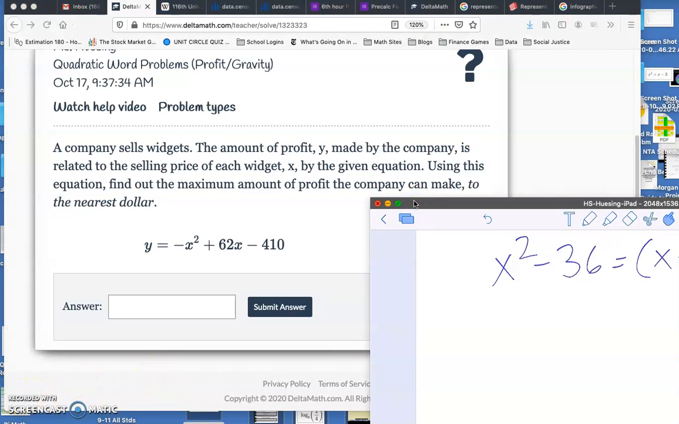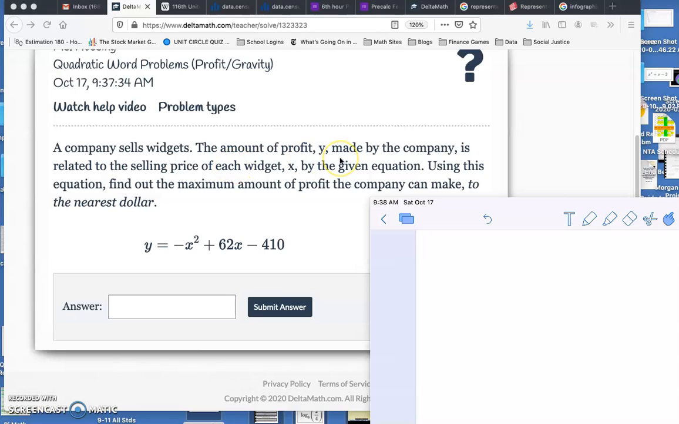So the next thing we're going to do is take a look at word problems. So a company sells widgets. The amount of profit Y made by the company is related to the selling price of each widget X given by the equation. Using this equation, find the maximum amount of profit the company can make to the nearest dollar.